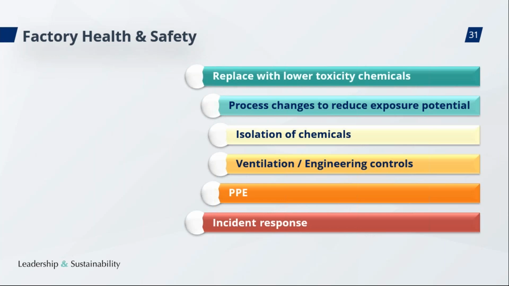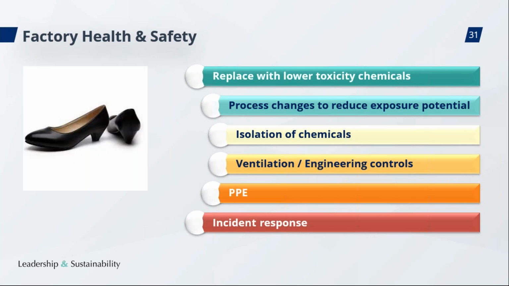This illustration shows the hierarchy of measures related to chemicals. The measure at the top, replacing with lower toxicity chemicals, is the first priority, and then we have process changes, and isolation of chemicals, and only second last comes PPE, and last we have incident response, which we hope that we will never have to implement. So you see from this hierarchy, PPE should only be used when no other measures are doable or have already been implemented.